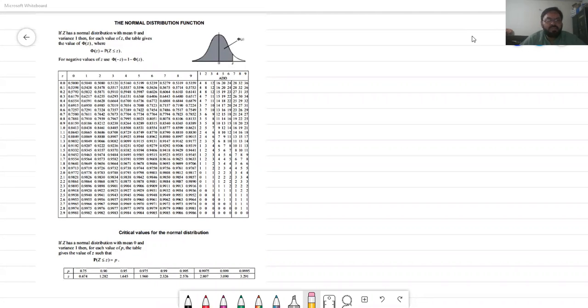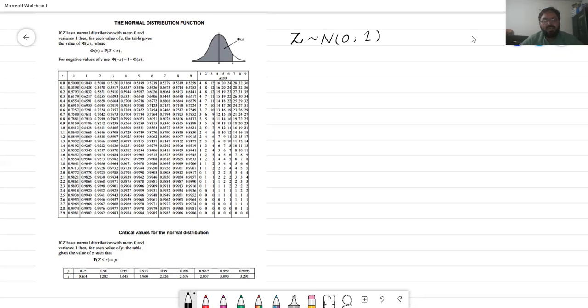Today I want to discuss the normal distribution function. That function is used to find the value of a variable belonging to the standardized normal distribution. As we know, the standardized normal distribution is denoted by this capital Z, and it is a normal distribution with mean 0 and variance 1.